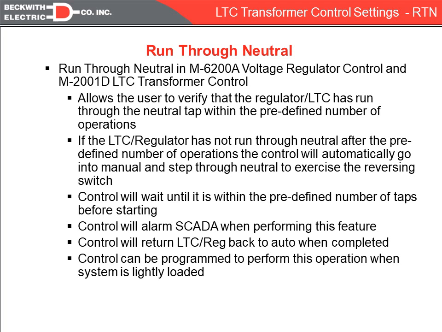switch. So for instance, if I were at 4 lower and I were set to 4 taps, I would actually go into manual temporarily. I would drive it up to 1 raise and then put it back into auto and let it auto-regulate back again. So remember, when you're putting in the number of taps, you have to add 1 to that because it's not just getting to neutral, but going 1 tap past neutral.